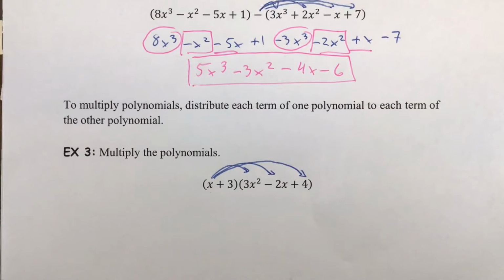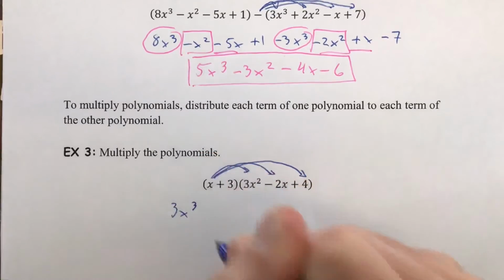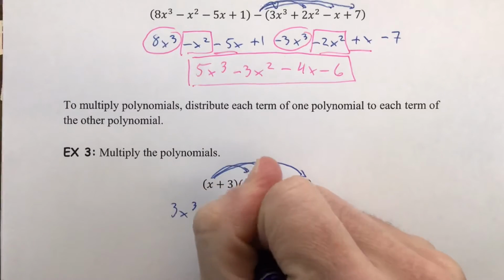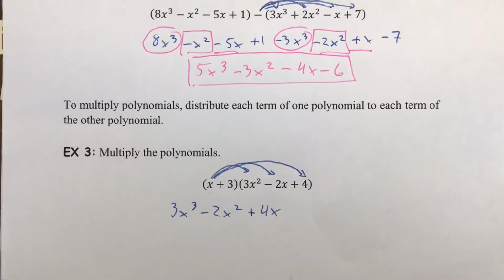Okay, and that's going to create 3 terms. And as we distribute that x, you're going to notice it's just going to increase the exponent on the x's. You're going to get 3x to the 3rd power, negative 2x squared, and also positive 4x. Okay, that's the first part.